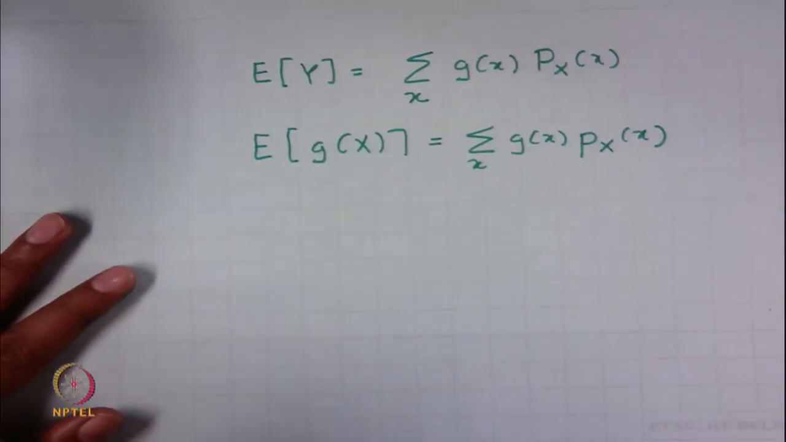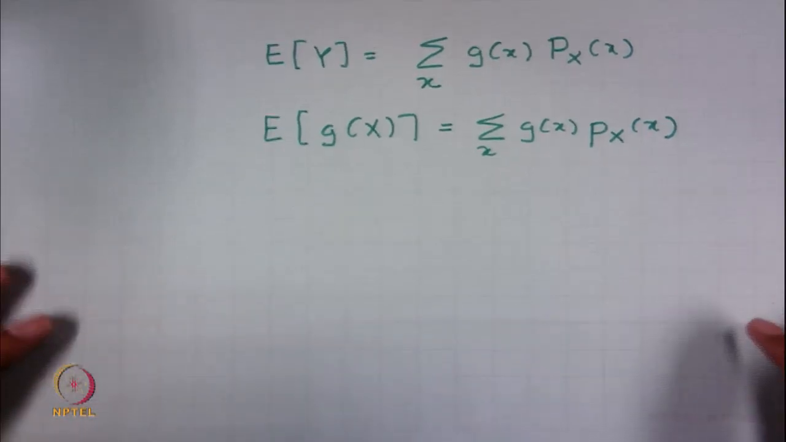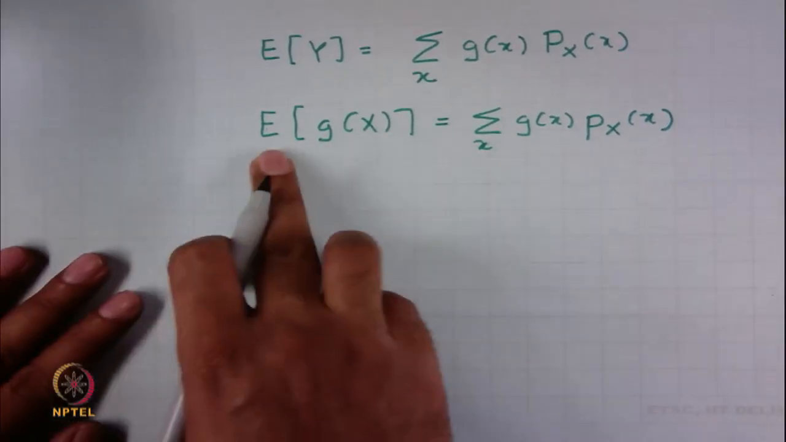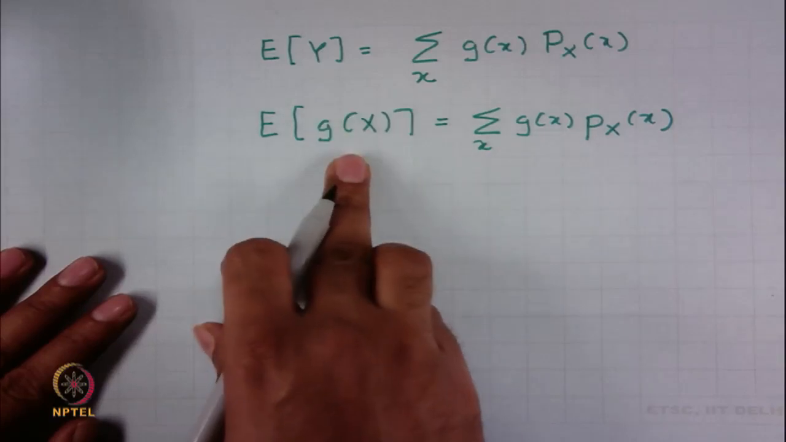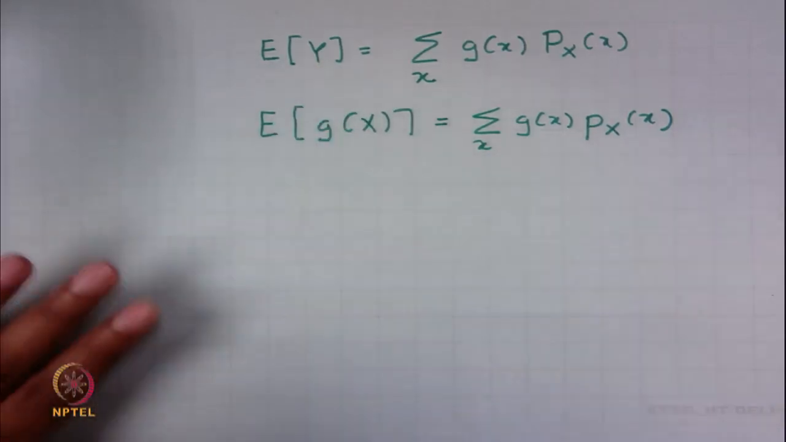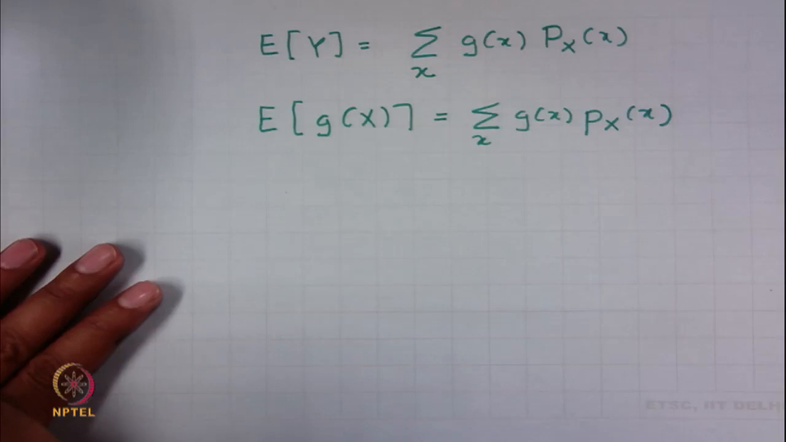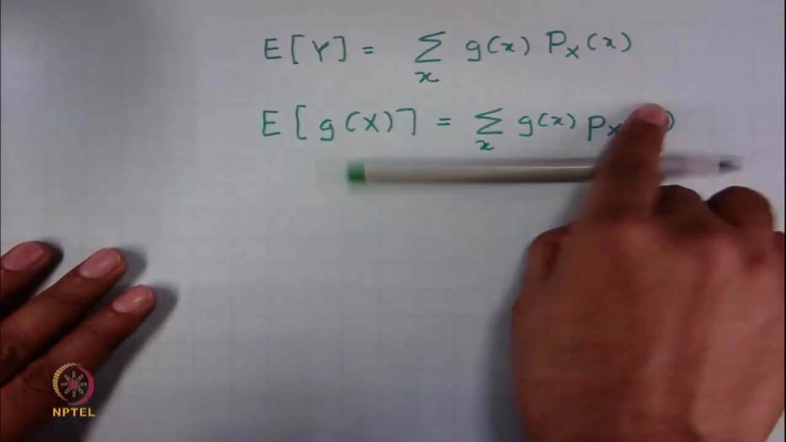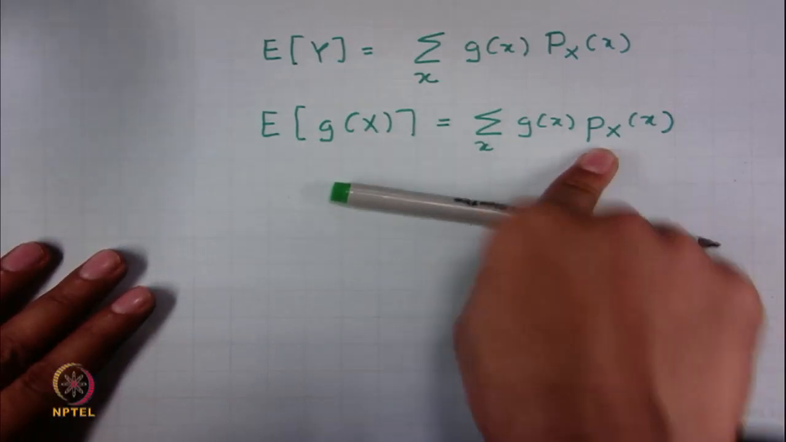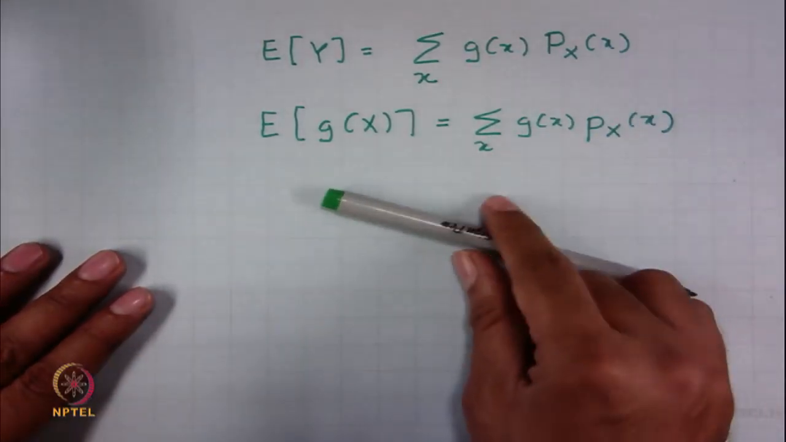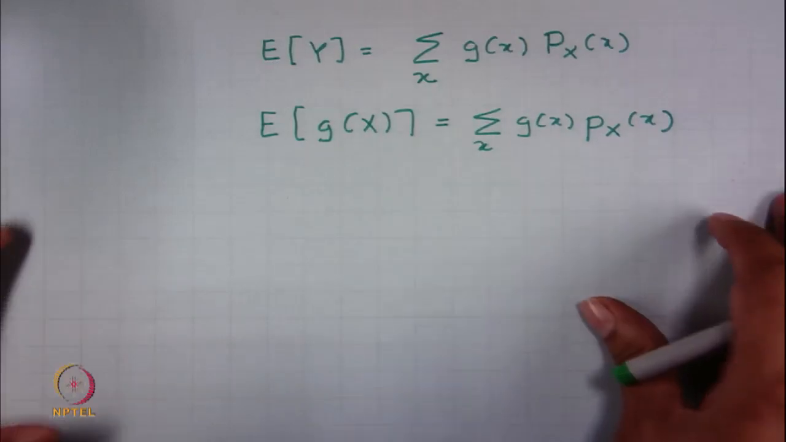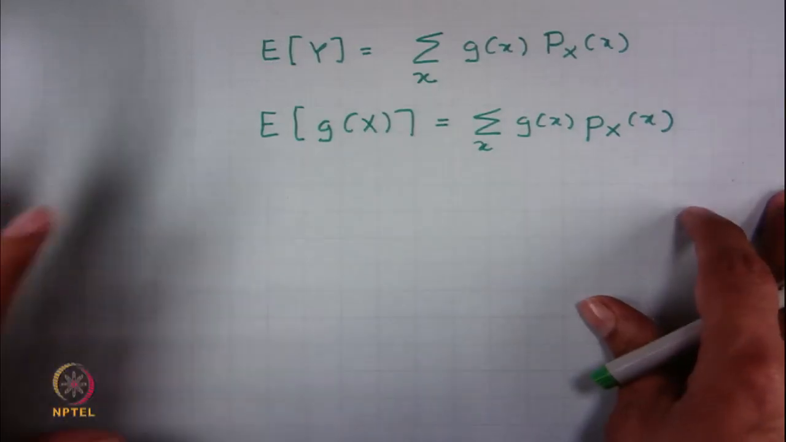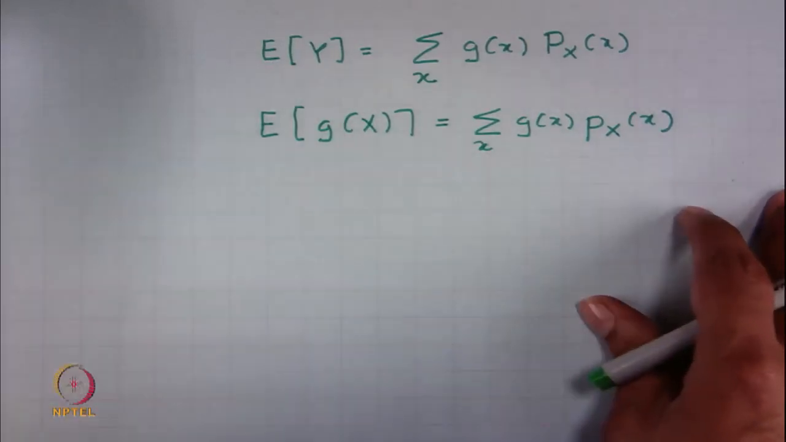Okay. So, what we have said is you can interpret the expected value of g of x without thinking about the probability mass function of random variable y. You can still get the expectation by thinking in terms of the probability mass function of x. So, you do not have to do an extra step in trying to find the probability mass function of y.